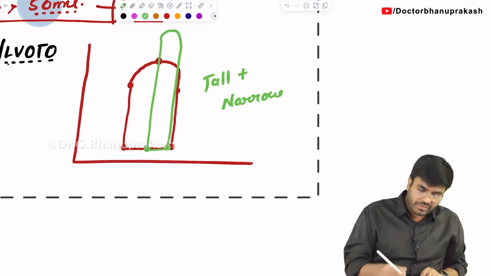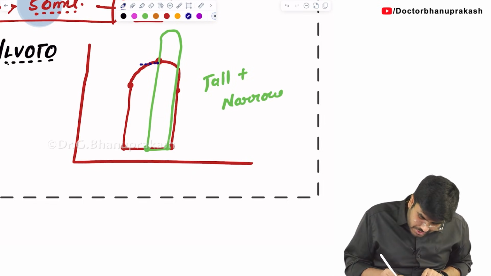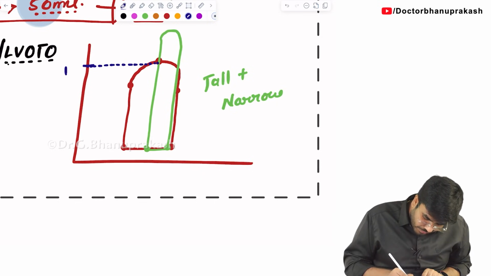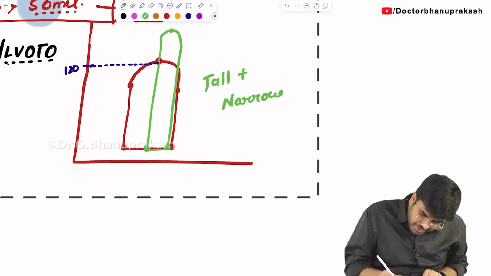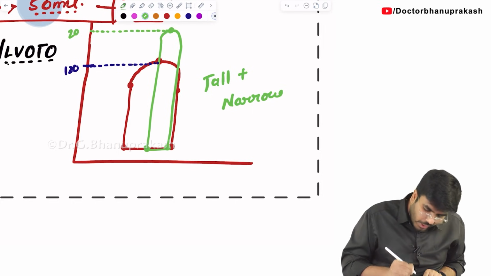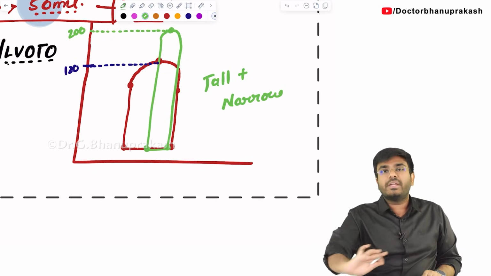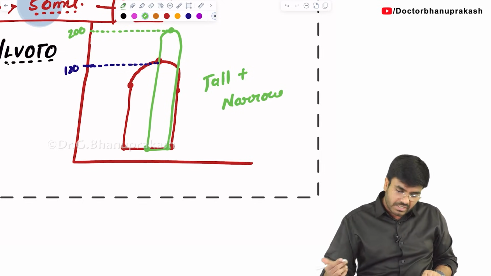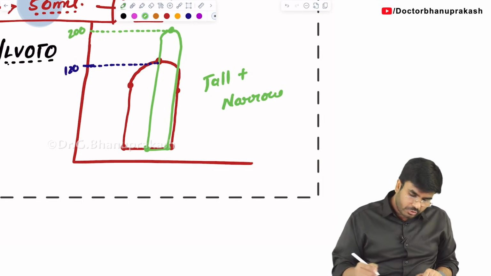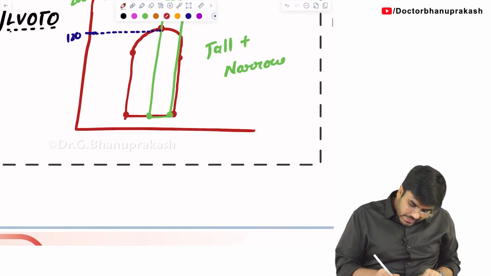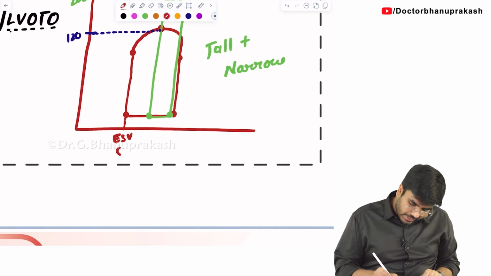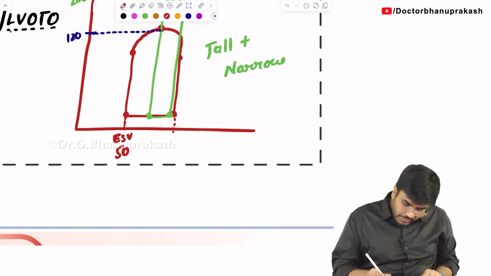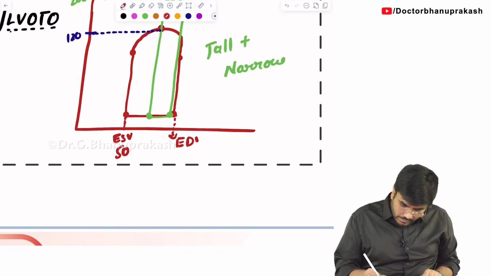See, simple. First, change number 1. A normal person generates a pressure of how much? A normal person generates a pressure of 120 mmHg. But in a patient with aortic stenosis, they are now generating more pressure, let's say 200 mmHg. In order to push the blood into the aorta, the left ventricle has to generate more pressure. That's why the graph is becoming tall. Tell me students, in a normal person, what are the end-diastolic volume and end-systolic volume? End-systolic volume is 50 ml, and end-diastolic volume is 120 ml.